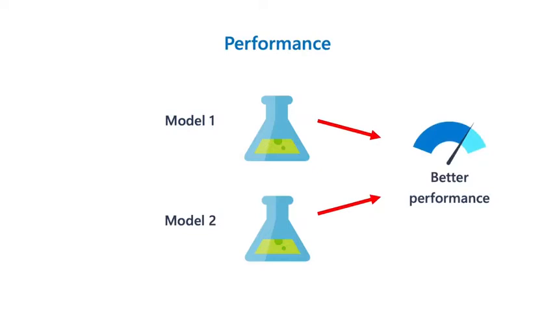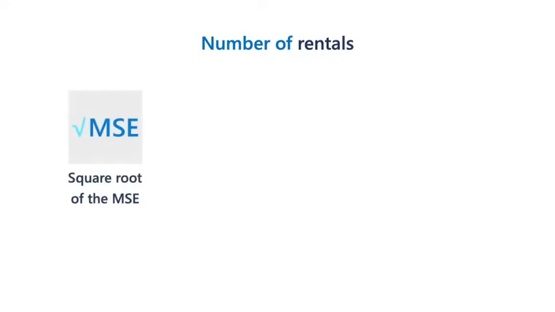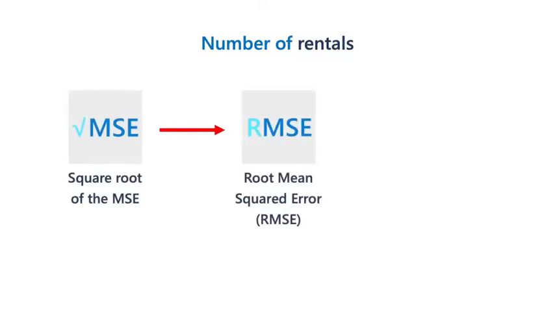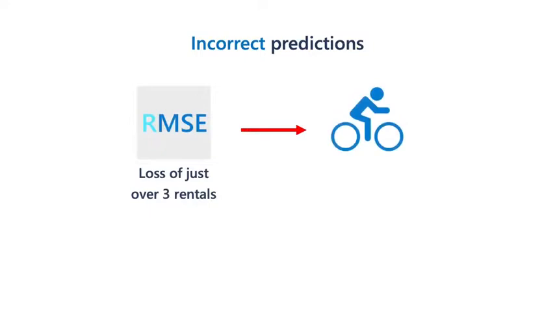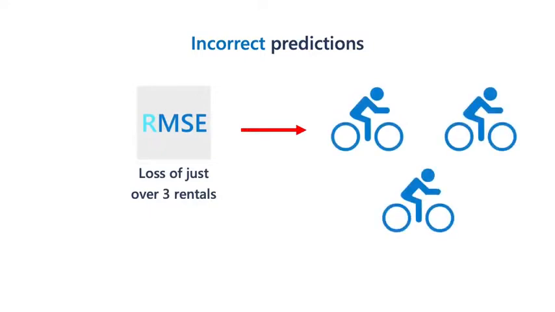Sometimes it's more useful to express the loss in the same unit of measurement as the predicted label value itself, in this case, the number of rentals. It's possible to do this by calculating the square root of the MSE, which produces a metric known, unsurprisingly, as the root mean squared error, or RMSE. For example, the square root of 9.79 is 3.13. So our model's RMSE indicates that the loss is just over 3, which you can interpret loosely as meaning that on average, incorrect predictions are wrong by around 3 rentals.